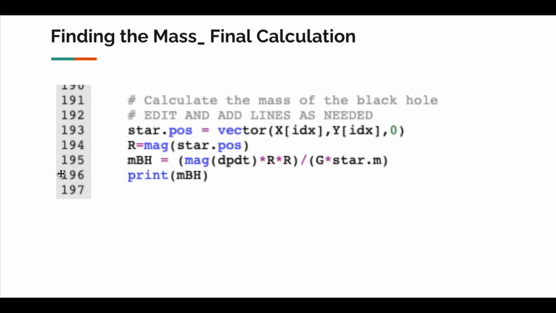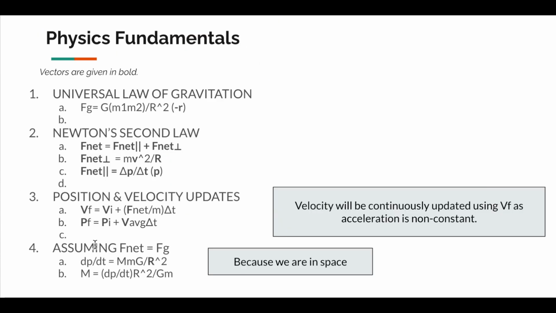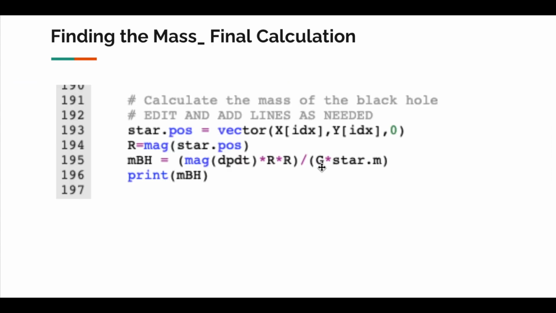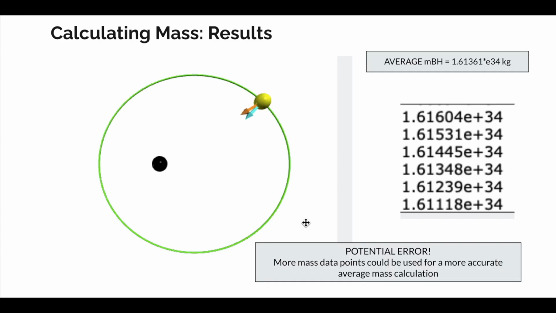Having found the Fnets, we are now able to calculate the mass. Again, we just take this equation and compute it. MBH here is the mass of the black hole, and we print it to get the following results. Essentially the results slightly changed throughout the trajectory, but I took an average of all of them to get 1.6 times 10 to the power of 34 kilograms.